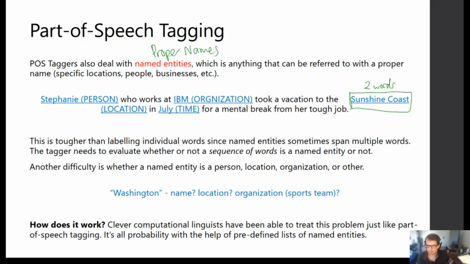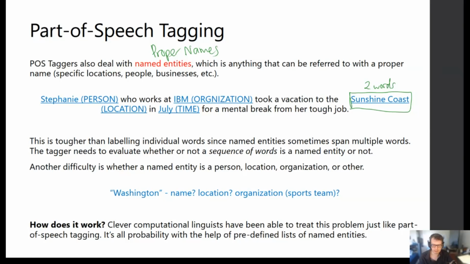That's tough. And another thing is when it sees something like IBM or Stephanie or Sunshine Coast, how does it know whether it's a name? How does it know whether it's a location? How does it know whether it's an organization? This is another tough task.